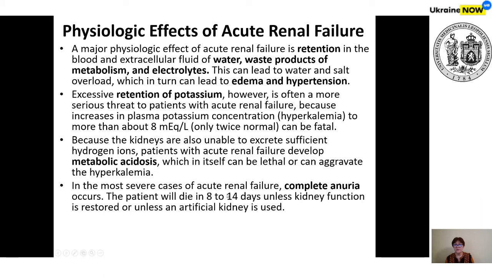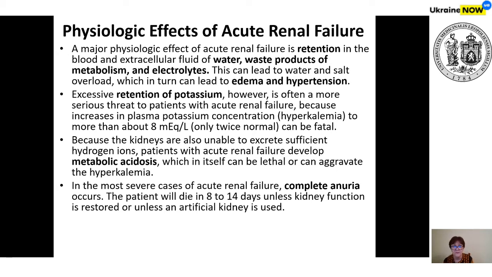Physiologic effects of acute renal failure. A major physiologic effect of acute renal failure is retention in the blood and extracellular fluid of water, waste products of metabolism, and electrolytes. This can lead to water and salt overload, which in turn can lead to edema and hypertension. Excessive retention of potassium, however, is often a more serious threat to patients with acute renal failure, because an increase in plasma potassium concentration, hyperkalemia, to more than about 8 milliequivalents per liter, which is only twice normal, can be fatal for patients.